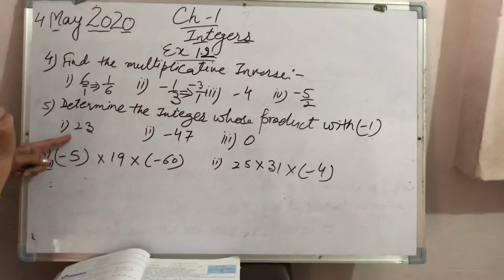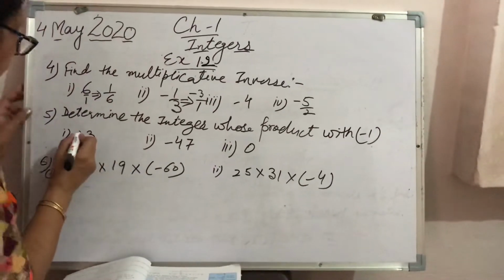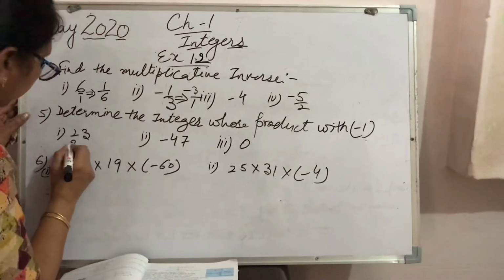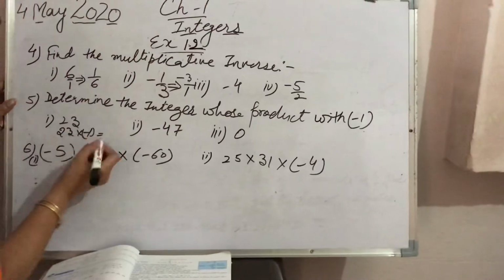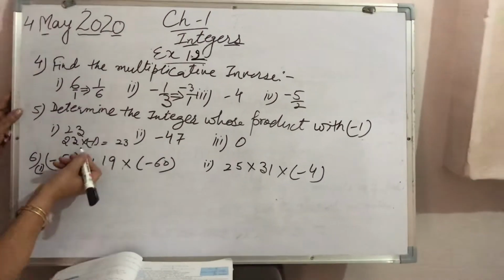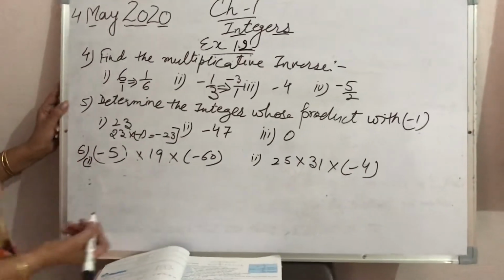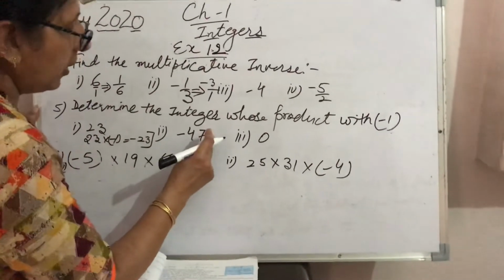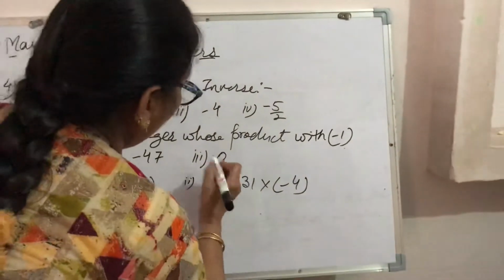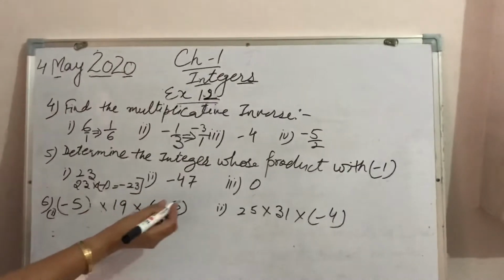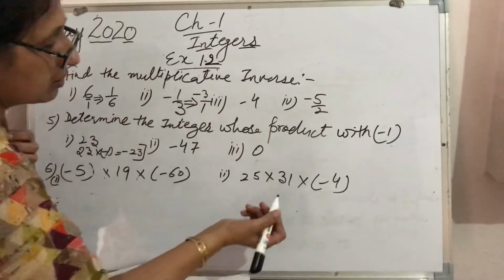Then question 5, simple. Determine the integer whose product with minus 1, meaning we have to find such an integer whose product with minus 1 is what? So 23 multiplied by minus 1. 23 ones are 23. One negative sign, one is an odd number, so minus 23. Same as minus 47 multiplied by 1, minus 47. Then 0 into minus 1. The product of any number with 0, the answer will remain 0.